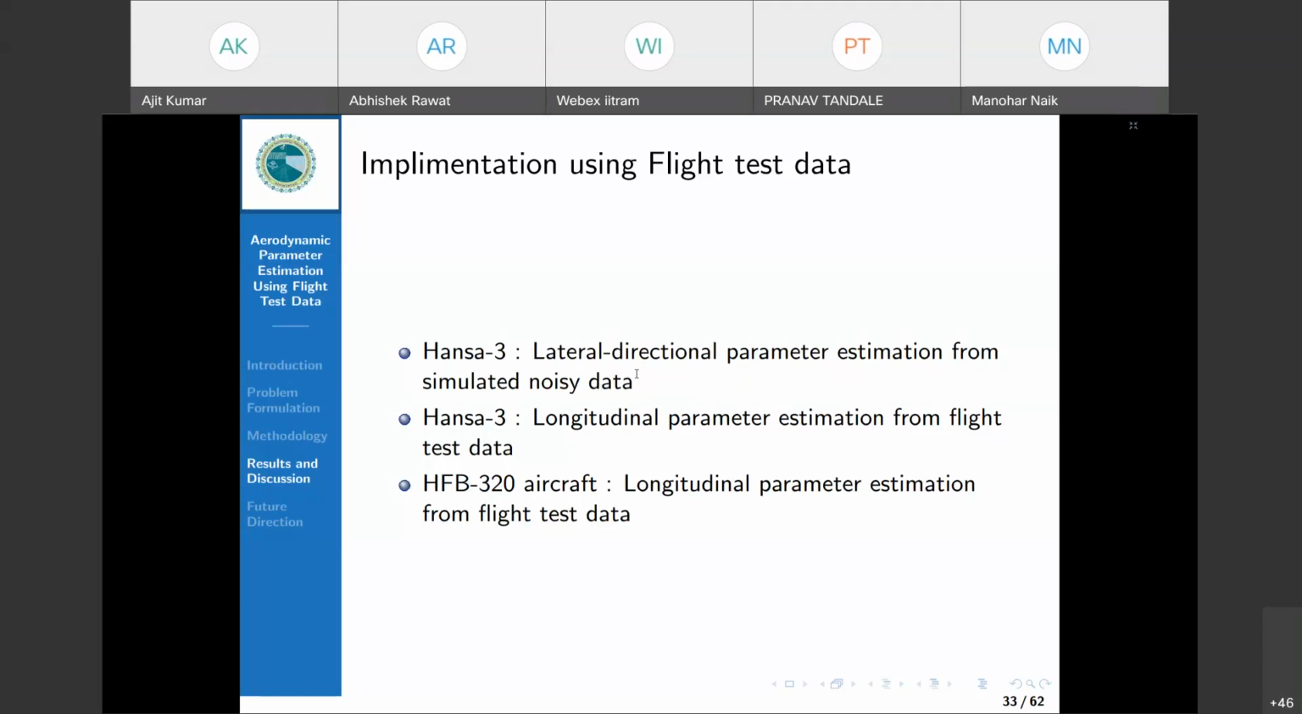And the second one, to demonstrate the longitudinal dynamics, we have estimated the longitudinal parameters from Hansa 3 flight test data. And then the third data is an independent data which was taken from DLR. Reference goes to Dr. Jategaonkar. Under this, we also performed longitudinal parameter estimation just to validate our method with another aircraft.